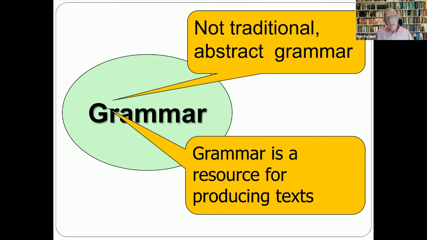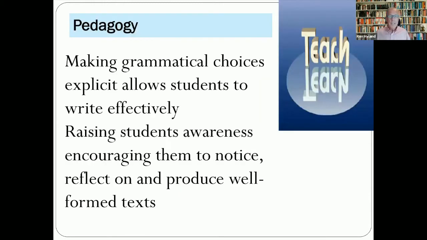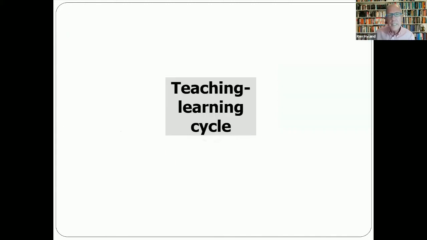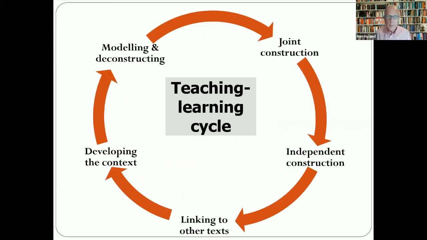A knowledge of grammar then shifts writing from the hidden and implicit to the conscious and explicit to allow students to write effectively. Now, in class, this often involves consciousness raising activities, getting students to notice, reflect on, and then use the conventions which typically work to achieve particular purposes. And one approach to doing this is the teaching learning cycle.